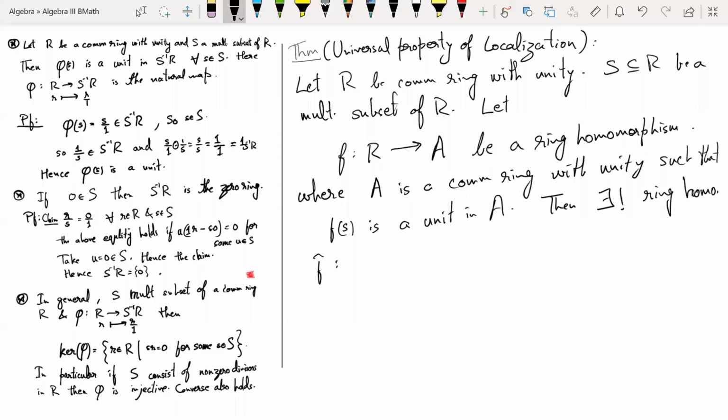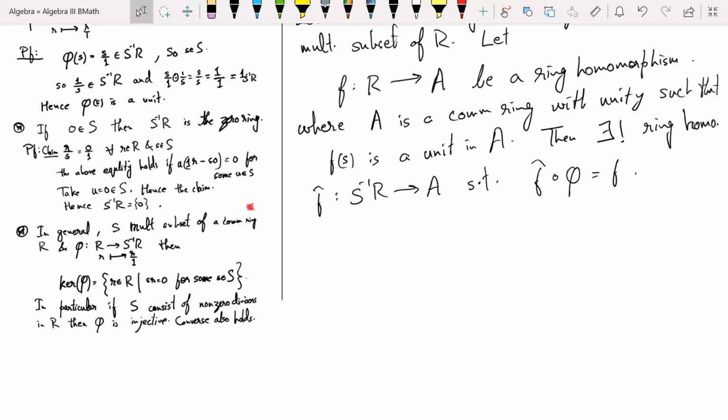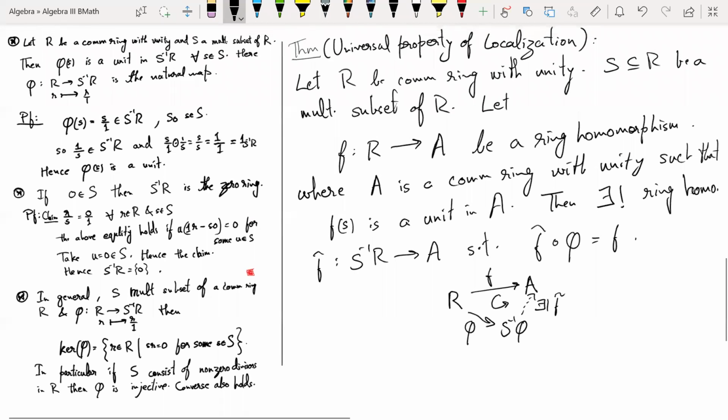F tilde from S inverse R to A, such that you first apply phi, which is a map from R to S inverse R, and then apply F tilde. So you get a map from R to A. This is the same as F. Pictorially, you have R to S inverse R, this is your given map phi, and you have a map here, F. Then what it says is there exists a unique map F tilde which will make this diagram commute. So you go this way or that way, you get the same thing. This is the statement of the universal property of localization, and we'll prove this.